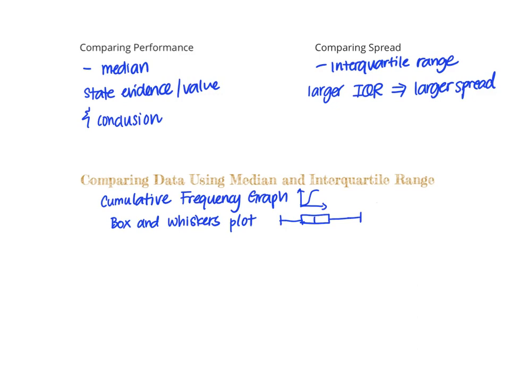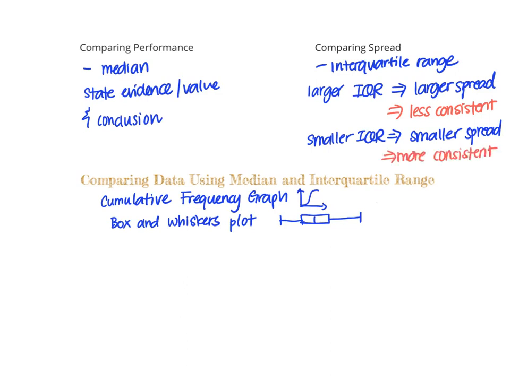And what can we know from data if it has a larger spread? What do we know about the consistency? If you have data with a larger spread, the numbers are all spread out, so the performance will be less consistent. On the other hand, if I have a smaller interquartile range, there will be a smaller spread. So what do we know about the consistency? That means the numbers are all gathered very near each other, so this data will be more consistent.